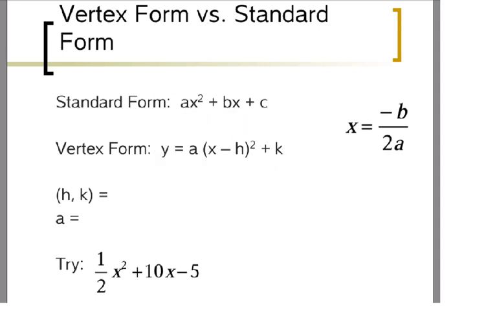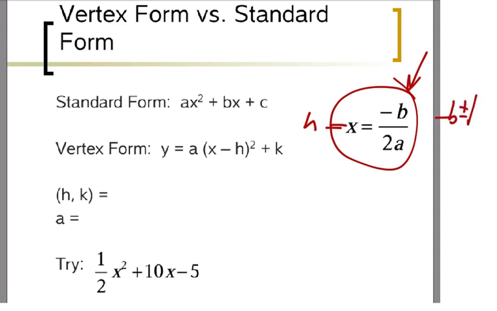And that go-between is this formula right here: the x value of the vertex, technically the h, is equal to negative b over 2a. And this formula may look familiar to you because it's almost half of the quadratic formula, negative b plus or minus the square root part all over 2a. So we're just missing the square root part of the quadratic formula, and that's where this formula came from. So it's nothing actually brand new, it's just half of what you already knew with the quadratic formula.